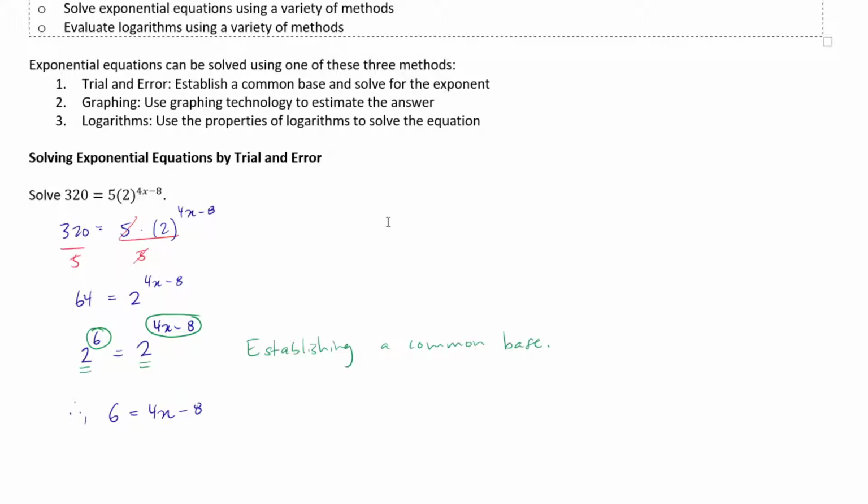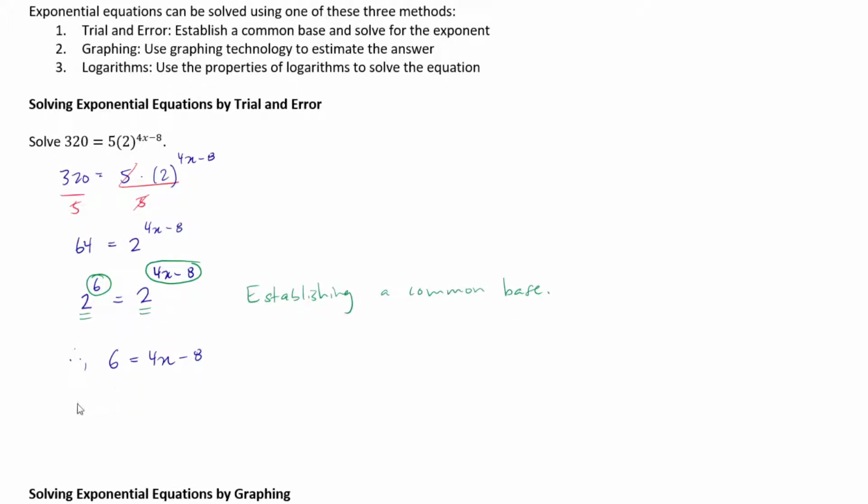And now I can solve algebraically as I know how to do, which is 6 plus 8 is equal to 4x. 14 is equal to 4x, and then divide both sides by 4, which allows us to say, therefore, x is equal to 7 over 2, right? 14 over 4 just reduces to 7 over 2.